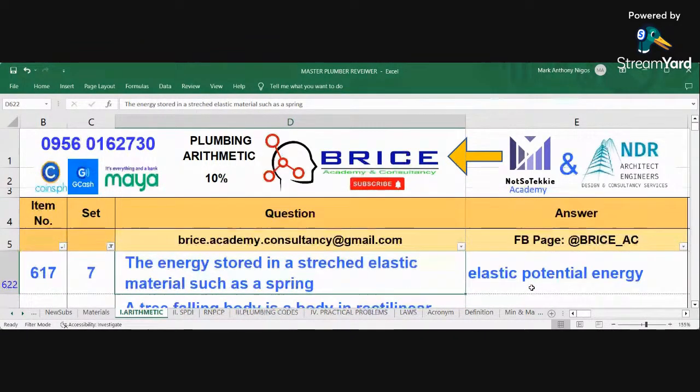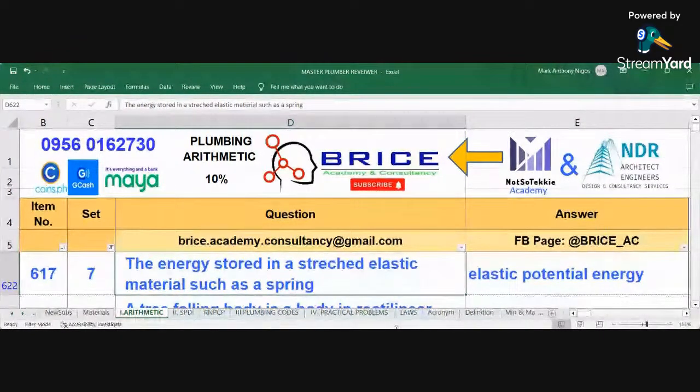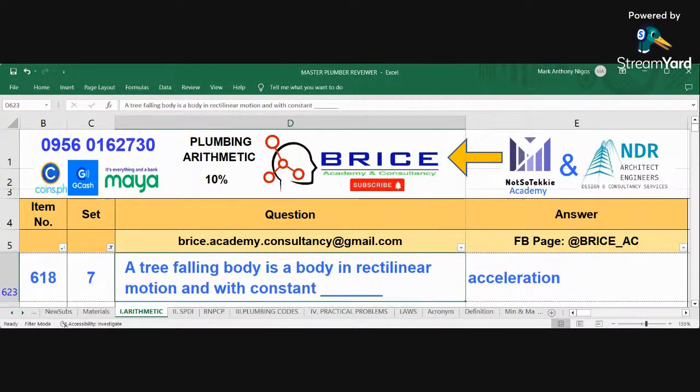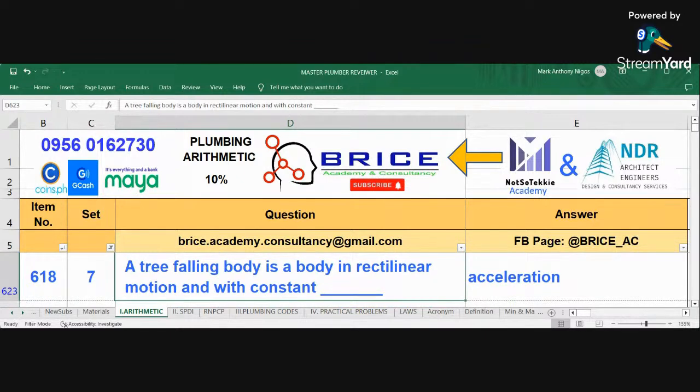617. The energy stored in a stretched elastic material such as a spring. The answer is elastic potential energy. 618. A free falling body is a body in rectilinear motion and with constant bulk. The answer is acceleration.